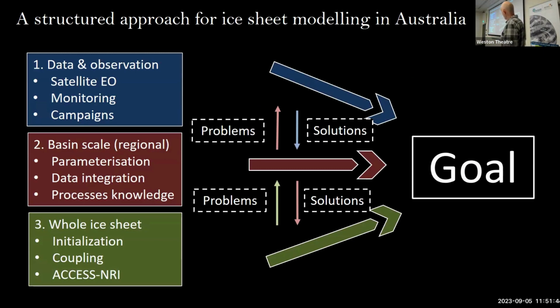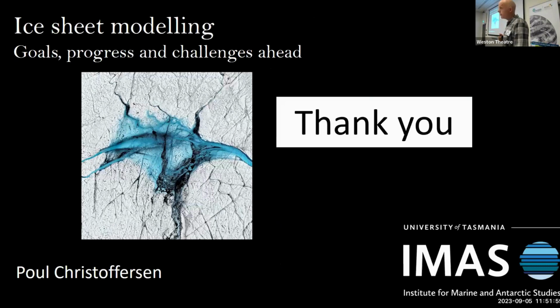Yvonne's work was clearly on the basin scale. Jen's work is on the whole ice sheet scale. The example of separating and understanding what sliding law we should actually use came from observation. So we need to bring this together. That's it. Thank you.